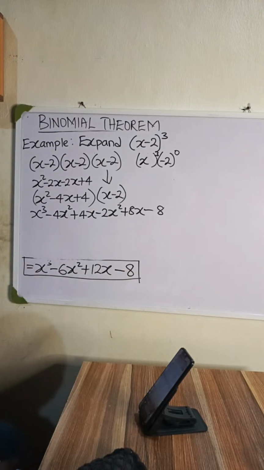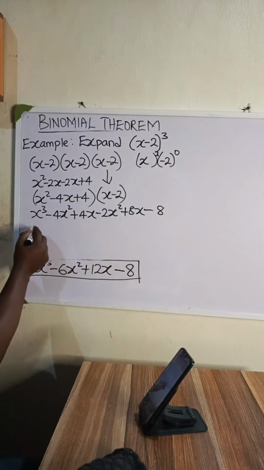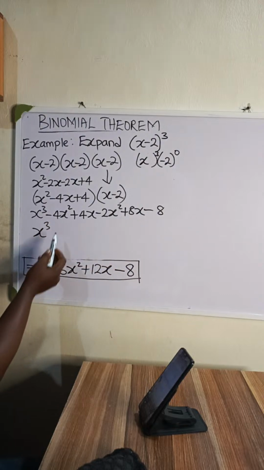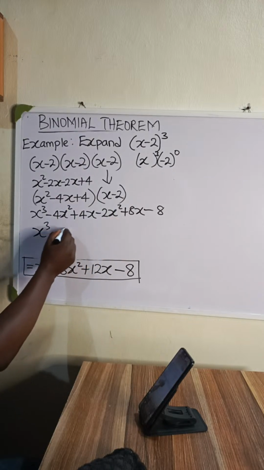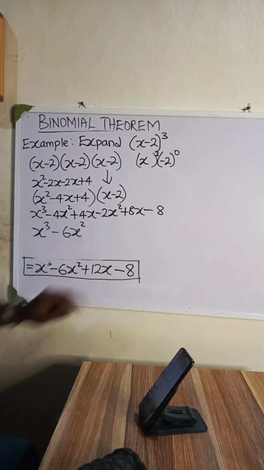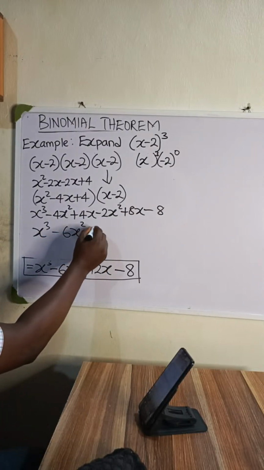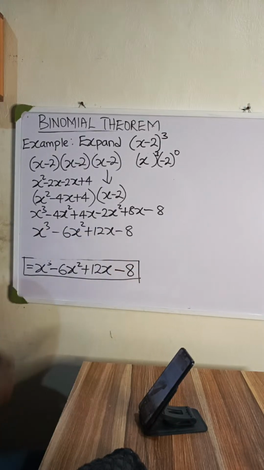Okay, so let's simplify this. We have x cubed minus 4x squared minus 2x squared gives us minus 6x squared, plus 4x plus 8x gives us plus 12x, and then we have minus 8. Okay?